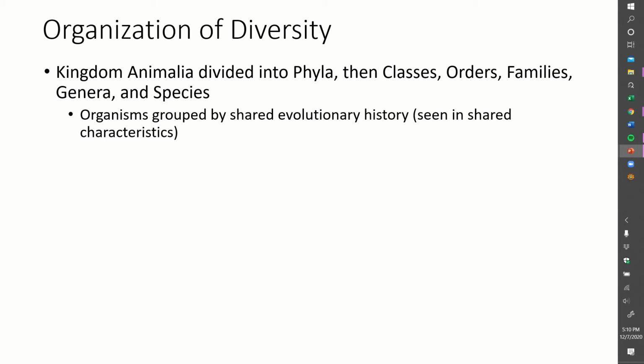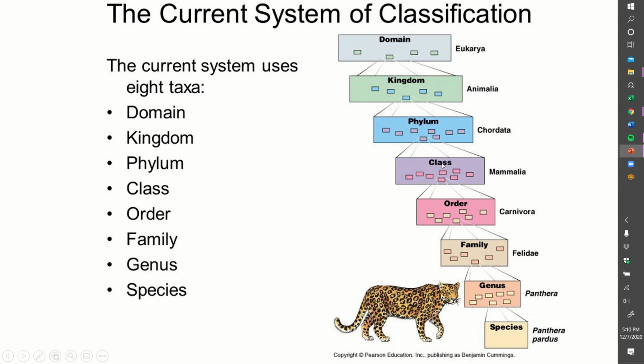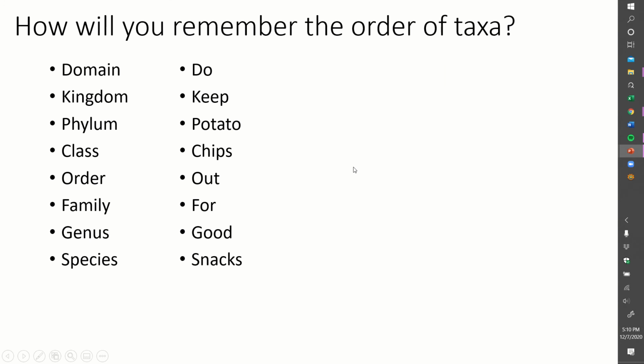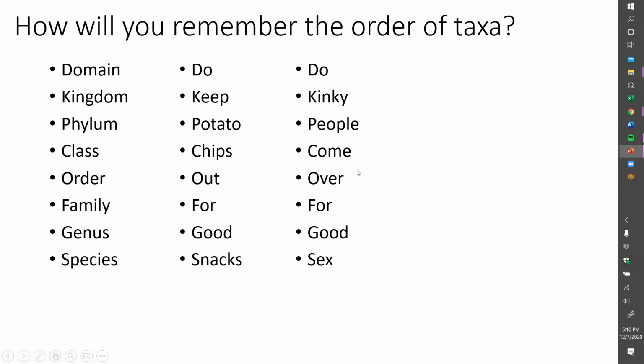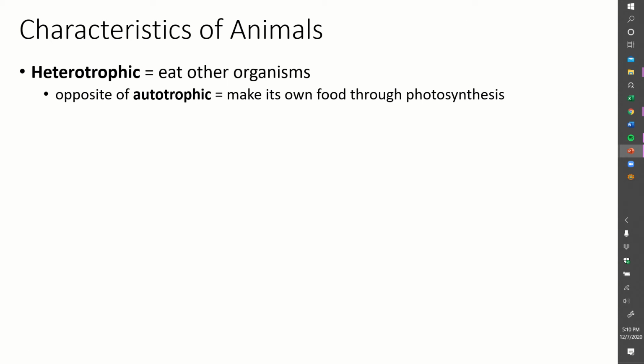That kingdom is divided into phyla, then classes, orders, family, genera, that's the plural of genus, and species. And these groups are organized by their shared evolutionary history. And so we're going to learn the most common phyla and a few classes. Yes, this might be on your test again, the 8 levels of taxa. If you need to use the mnemonic, totally fine. I still do. No worries.